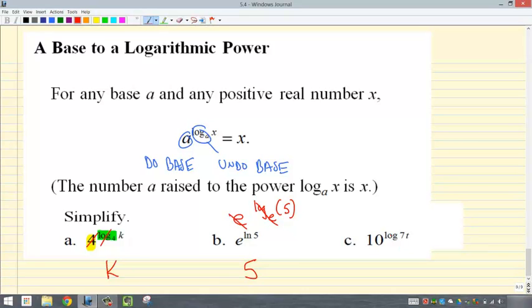And then finally, here's the common log. So this is 10 to the power of log base 10 of 7t. And the exponential base and the logarithmic base cancel each other, and you're just left with 7t.